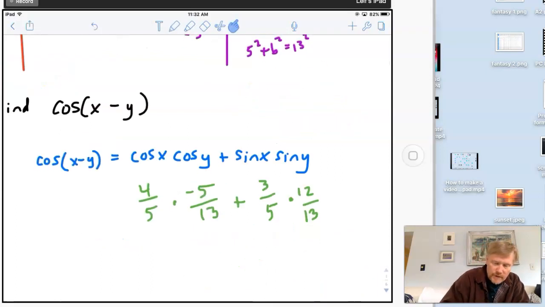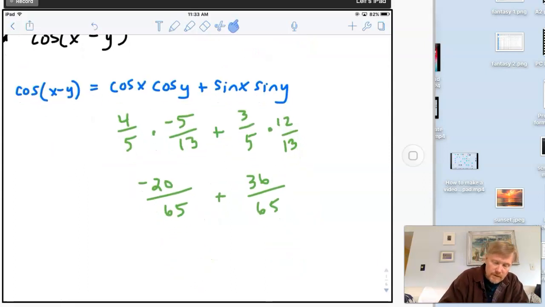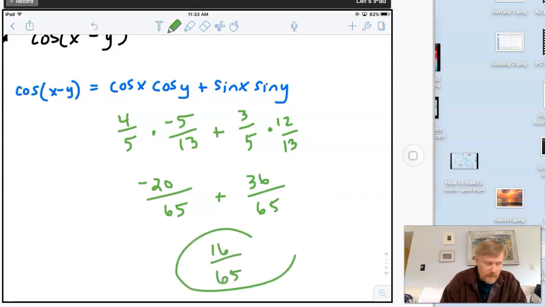And this is looking pretty nice and easy. Now I just multiply the numerators together, multiply the denominators together. I got negative 20. 13 times 5 is 65. Plus 12 times 3 is 36 over 65. And I can add those two fractions together. Negative 20 plus positive 36 is 16 over 65. And there's my answer.